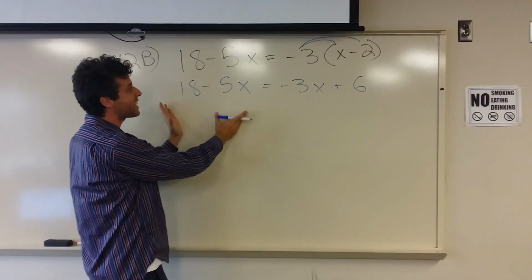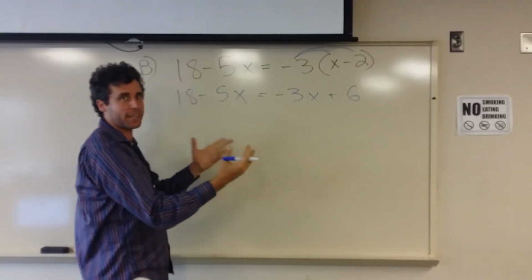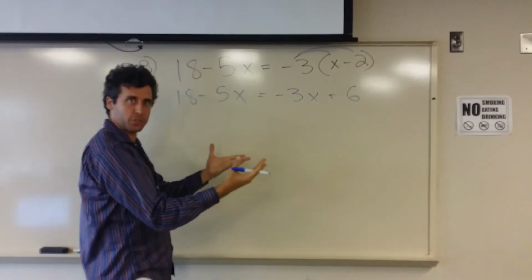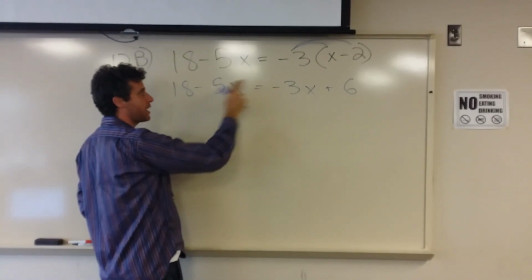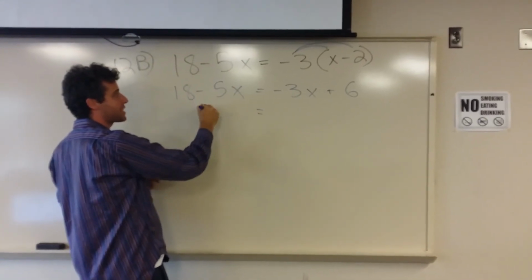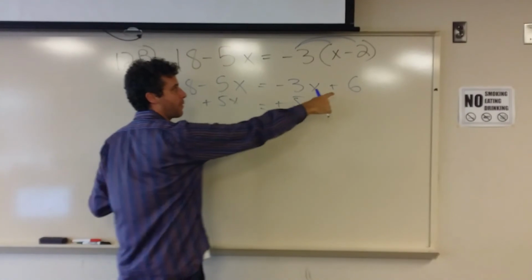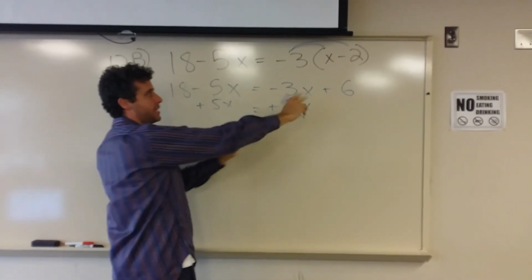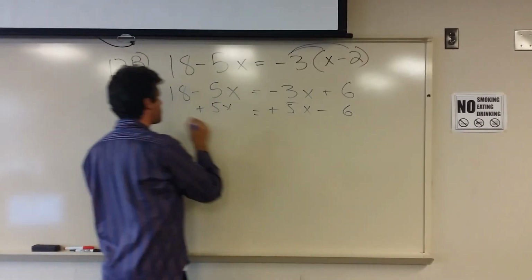Now, my goal is to get x on one side and the numbers on the other. It doesn't really matter which side I bring the x's to and which side I bring the numbers to. In the end, I'll probably bring the x's to the right-hand side because I have negative 3x and a negative 5x. So I can make this negative 5x. I'll just add 5x to both sides. And then here I have a positive 6. If I'm bringing the x's here, I'm going to have to bring the numbers to the left-hand side. I'll subtract 6 from both sides.